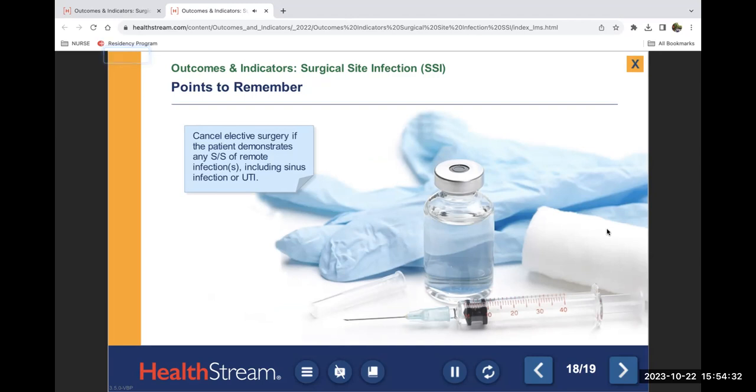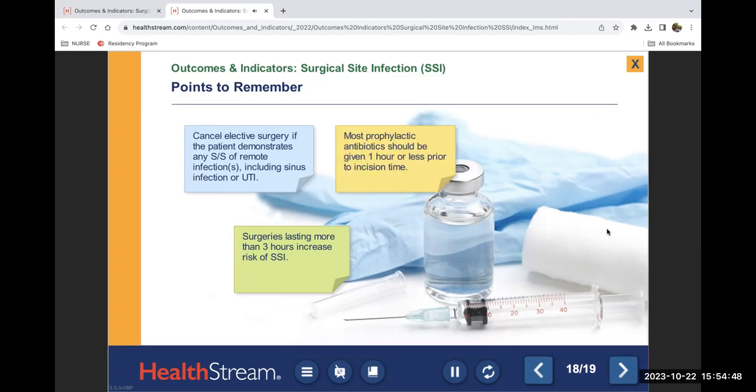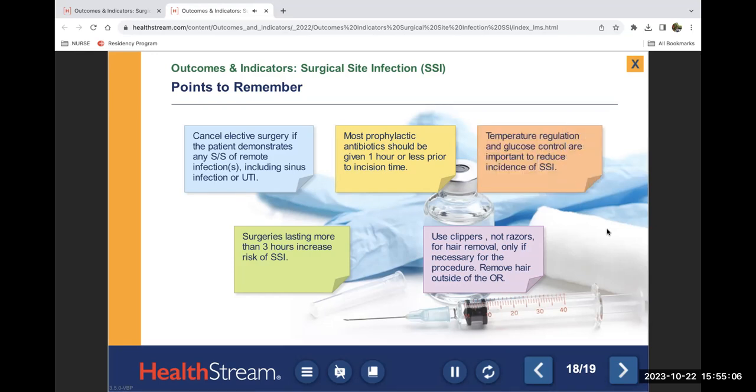Cancel elective surgery if the patient demonstrates any signs or symptoms of remote infection or infections, including sinus infection or UTI. Surgeries lasting more than 3 hours increase the risk of SSI. Most prophylactic antibiotics should be given 1 hour or less prior to incision time. Use clippers, not razors, for hair removal, and only if necessary for the procedure. Remove hair outside of the OR. Temperature regulation and glucose control are important to reduce incidence of SSI.